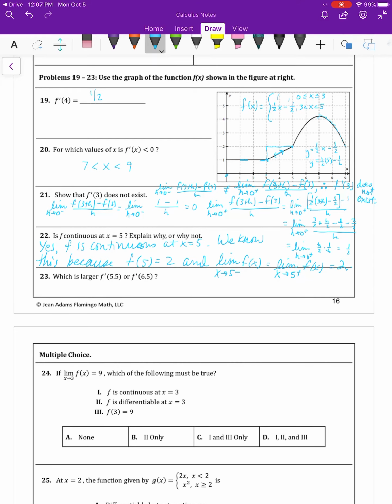Which is larger, f prime of 5.5 or f prime of 6.5? Okay, so look at 5.5. Here's 5.5. The derivative at 5.5, I'll use a different color, is the slope of this line. It is a positive slope. The derivative at 6.5 is also positive, but look how it's flatter. The derivative at 5.5 is a lot steeper, so it's going to be bigger. So the derivative at 5.5 is larger than the derivative at 6.5 because it's a steeper positive slope, and that matters too. This one is a flatter positive slope.